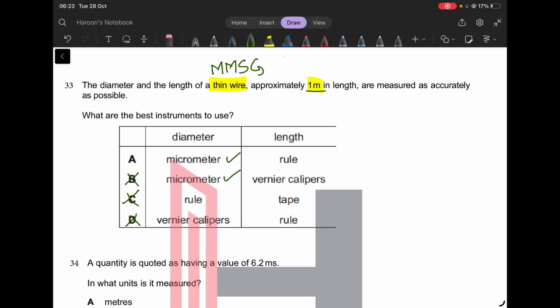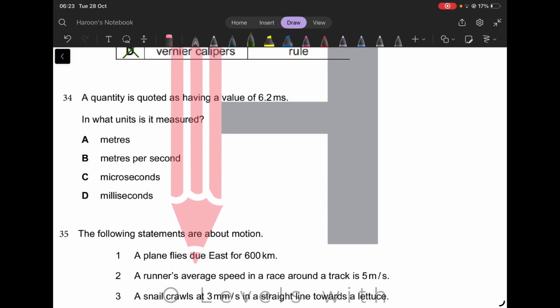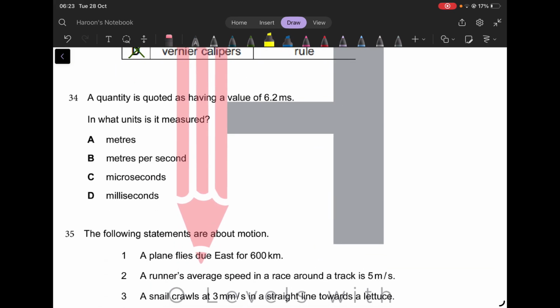So B is out. So the correct answer is A. Although these questions have vernier calipers because they were part of the previous syllabus, but not anymore. The quantity is quoted as having a value of 6.2 ms. If you remember, this m was for milli, and milli was actually 10 raised to power minus 3. If you remember, this was in the prefixes. Milli is 10 raised to power minus 3.